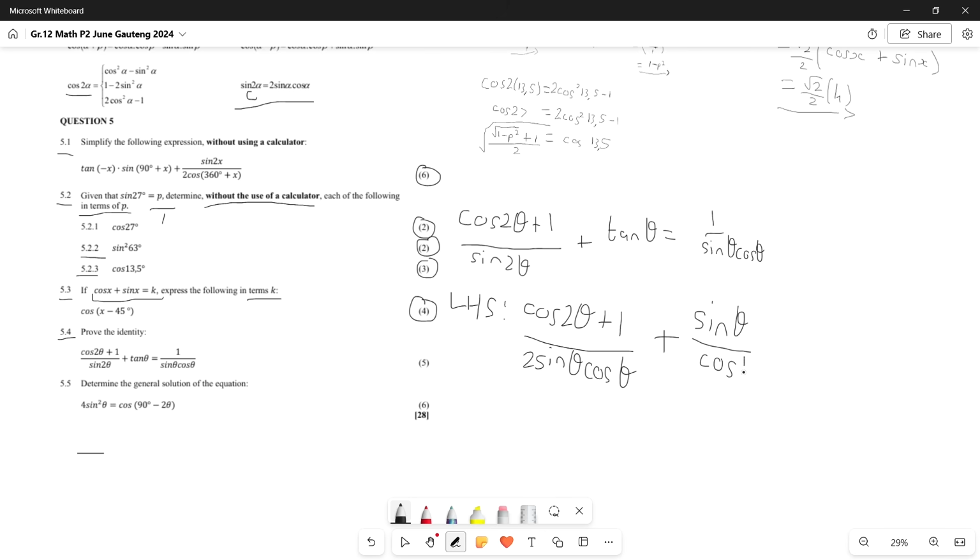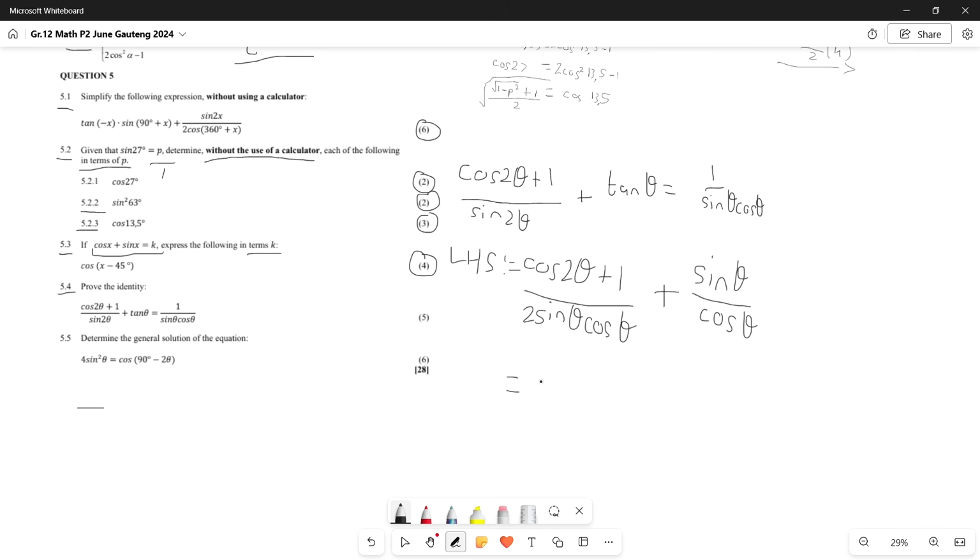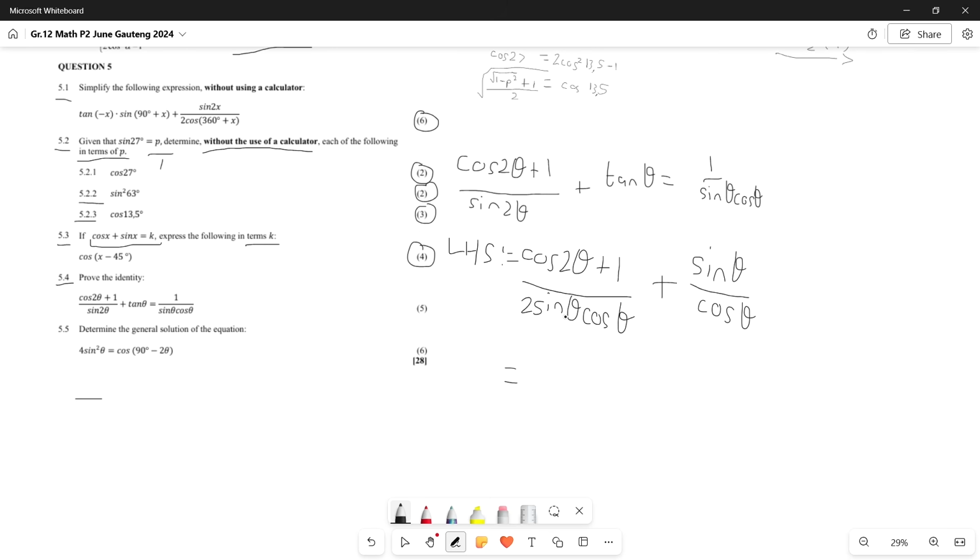Things will usually cancel once we expand it, which means at this stage, what we're seeing is some sort of LCD, because we would like to simplify everything on top, but we can't yet because on this side there is a 2 sine theta cos theta, and on this side there's a cos theta, which means our LCD is 2 sine theta cos theta. And this side has the full LCD, but this side is missing a 2 sine theta. So I'm going to go ahead and write this over here, all over 2 sine theta cos theta.